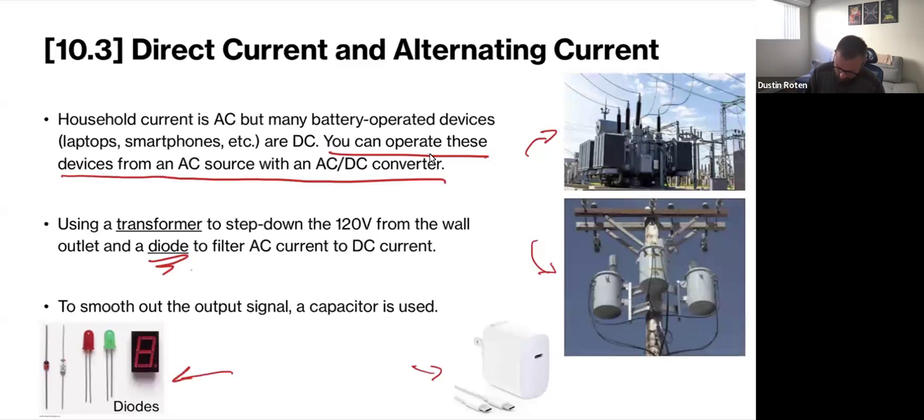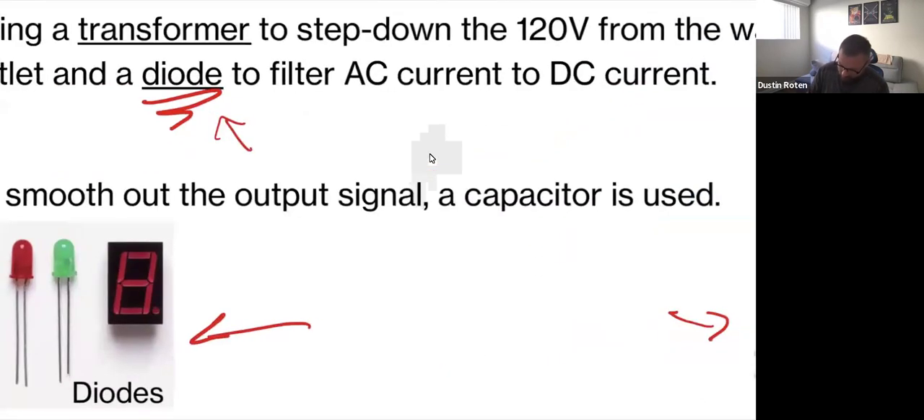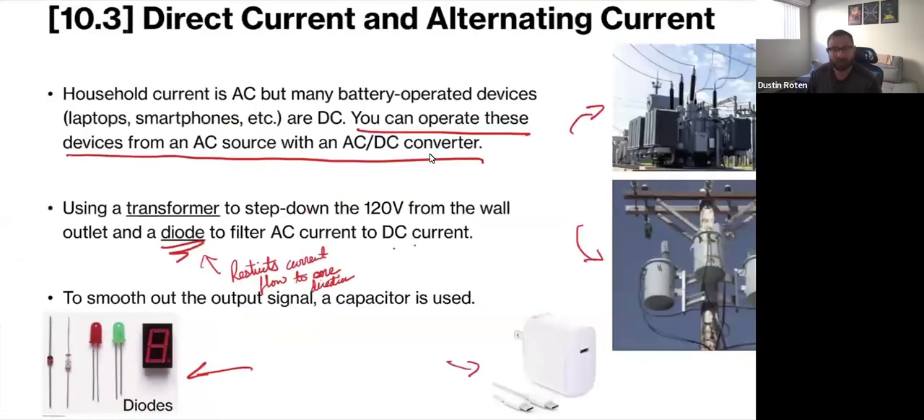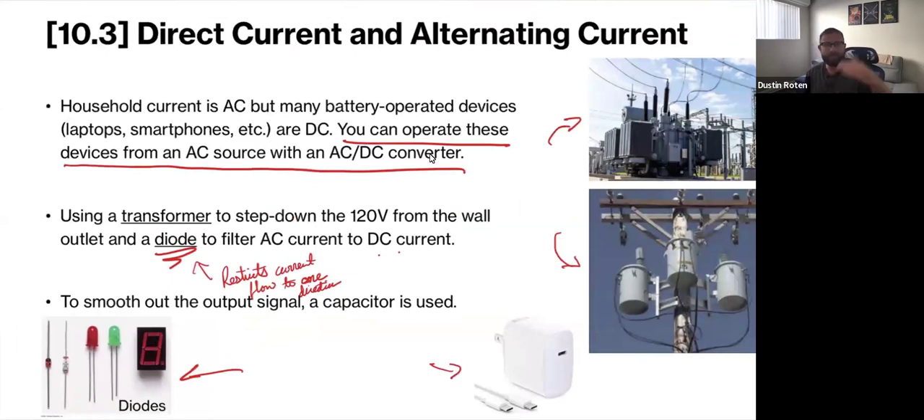Okay, so I'm going to say the diode restricts current flow to, oops, one direction. Right? And then to smooth out the signal, they actually use a capacitor.